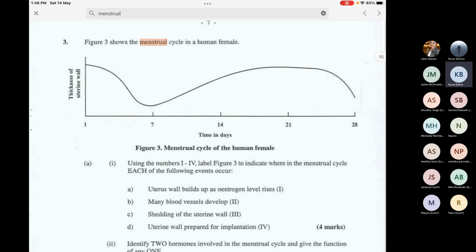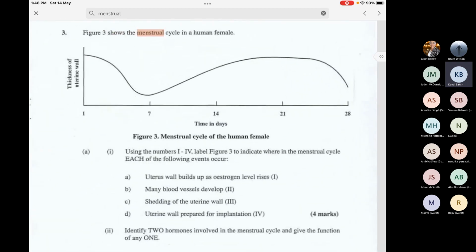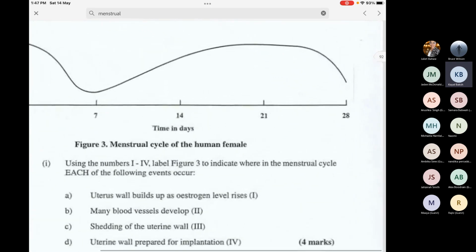Now, when the wall is prepared for implantation, that means fertilization did occur. So the sperm did fertilize the egg at day 14, and now a zygote, which is a ball of cells, forms, and then you reach the embryo stage where it has to implant. So it's not going to be where this line is coming back down. It is going to be where the wall is also thick.